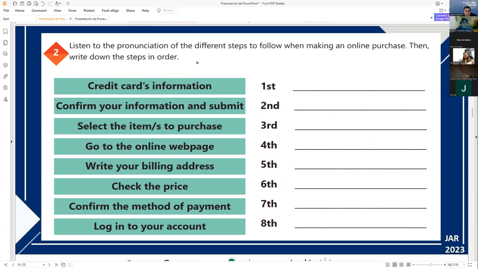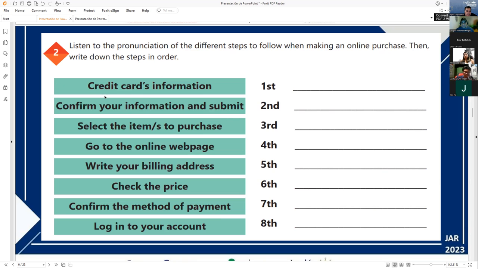That is the idea. Okay, listen to the pronunciation of different steps to follow when making an online purchase. Then write down the steps in order. Credit cards information, confirm your information and submit, select the items to purchase, go to the online webpage, write your billing address, check the price, confirm the method of payment, log in to your account. So again, credit cards information.